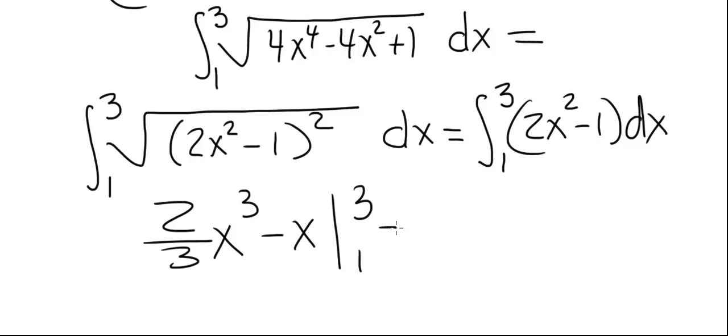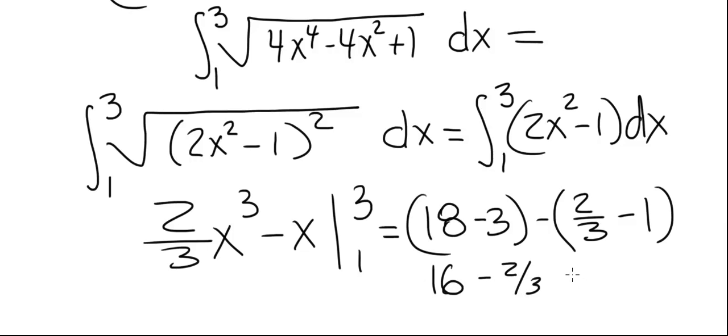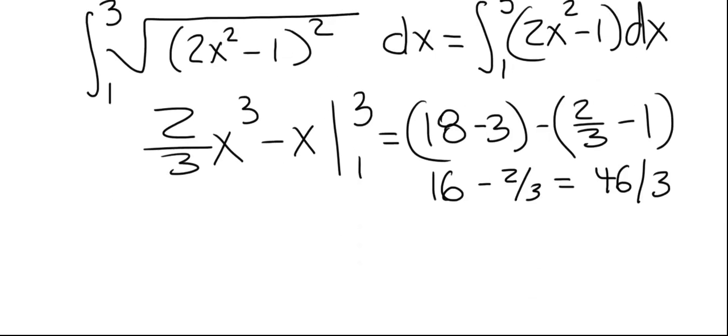So let's plug in 3. We have 27 over 3 is 9 times 2 is 18, and then minus 3. From this we subtract 2/3 minus 1. So we have 15 plus 1 is 16 minus 2/3. And so 16 is 48 over 3 minus 2 over 3. The final answer is 46 divided by 3. That's the length of this curve over that interval.